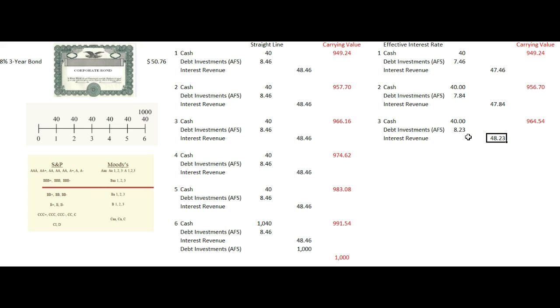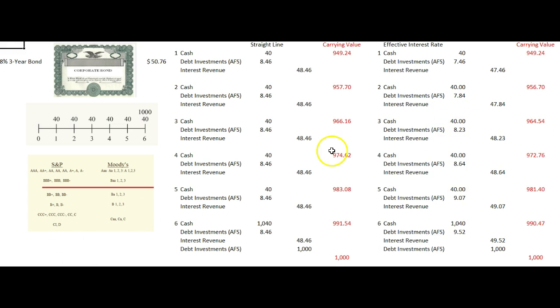So we're actually doing exactly what that formula says. We're taking the effective interest rate times the carrying value of the bonds minus the contract rate times the face amount of the bonds to give us the amount of amortization. And we keep doing that pattern all the way through, and sure enough, we end up at $1,000 face value of the bonds and $1,000 carrying value of the bonds.